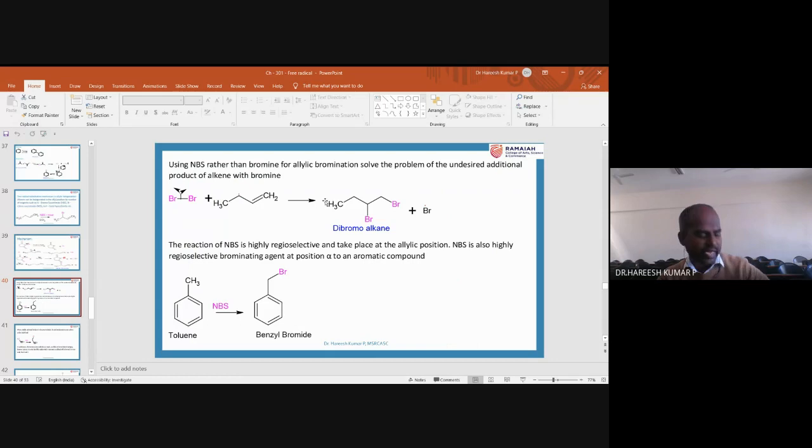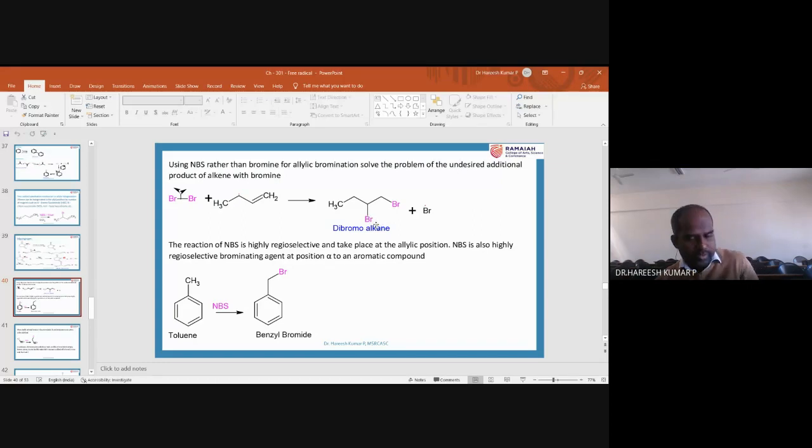So here I am taking an example. Suppose it is also possible, in addition to the halogenated allylic compound, that a byproduct is observed. So what is the byproduct? Bromine can add to the double bond in an addition reaction. Then a dibromo alkane byproduct is obtained, and this is undesired. This is not the required one. That means it's a byproduct.